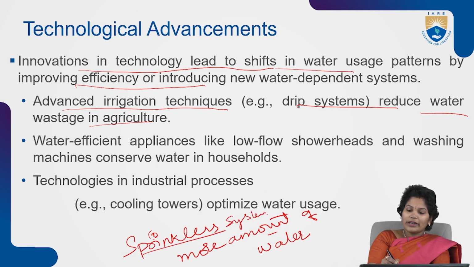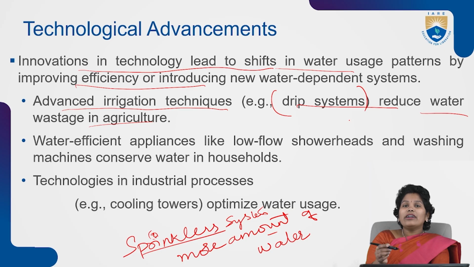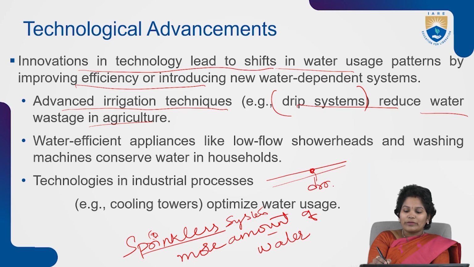Now the drip system. Here at the plant root, we give a small nozzle to the pipe. That nozzle gives water to the crops in the form of drips, in the form of drops at the root zone of the plant. So what happens here? The wastage of water is reduced with drip irrigation.